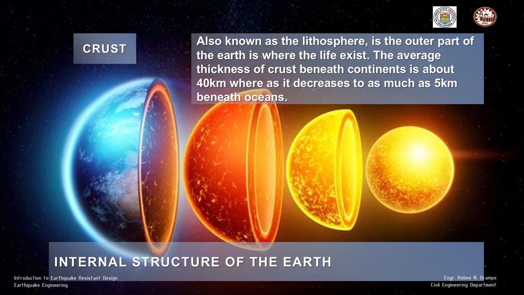The average thickness of the crust beneath continents is about 40 kilometers, whereas it decreases to as much as 5 kilometers beneath the oceans. The oceanic crust is constituted by basaltic rocks and the continental part by granitic rocks, overlying the basaltic rocks. Compared to the layers below, this layer has high rigidity and anisotropy. Okay? So, that's the first layer of the Earth.